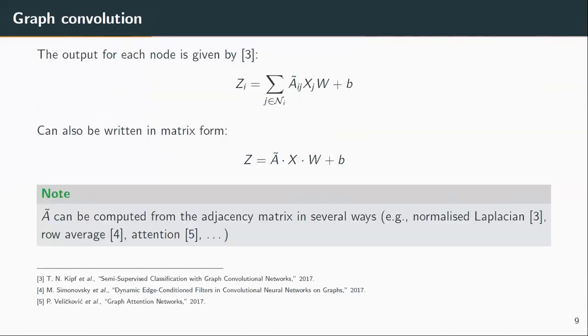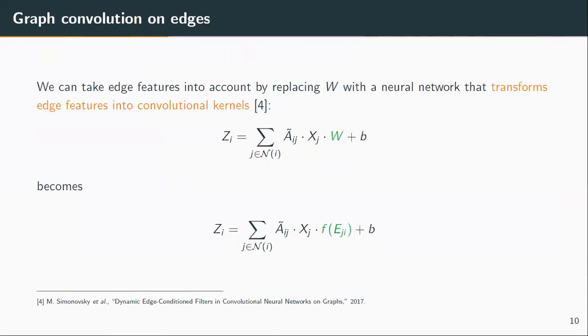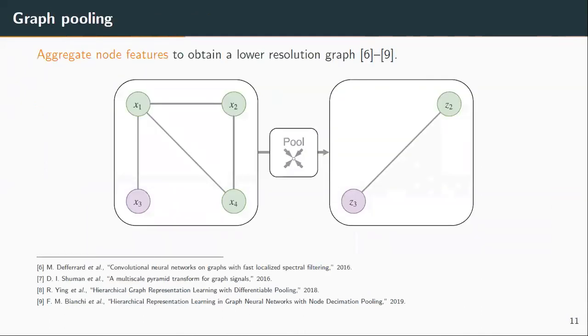So convolution seems to take into account only the features of the nodes, but there are variations of convolution that can take into account also the features of the edges, right? And for instance, in this case, there is one paper which is providing a solution for this. Okay, so both vertex and edge features can be taken into account for the convolution step. Pooling. What about pooling?